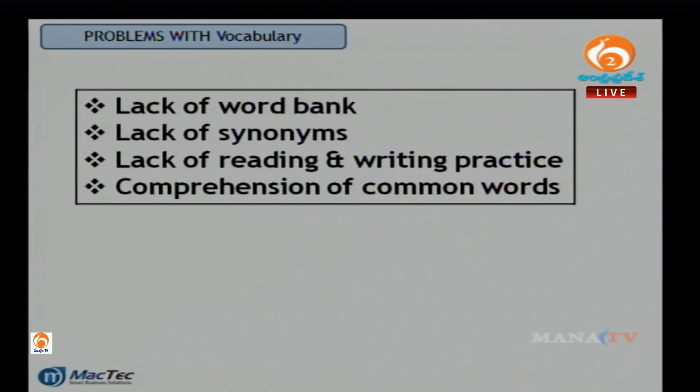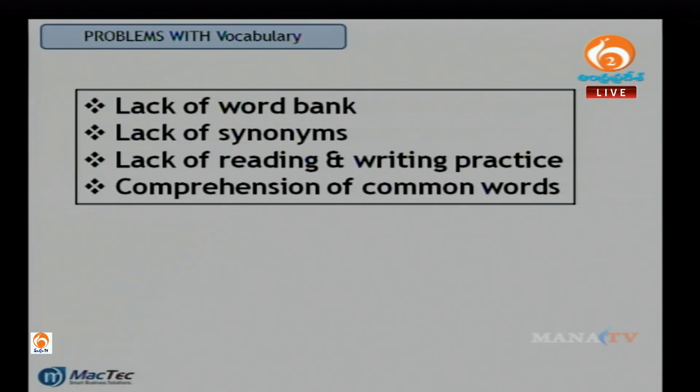How do you build on vocabulary? Now the problem that people face in terms of vocabulary is the lack of a word bank. They do not really know any other words that they can use. They lack synonyms; they do not know similar words and the application of these similar words. It happens because of lack of reading and writing practice and comprehension of common words. There are so many words around us, people hear them but they don't know the meaning.